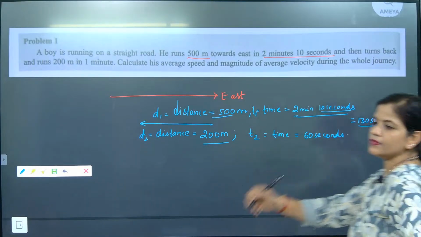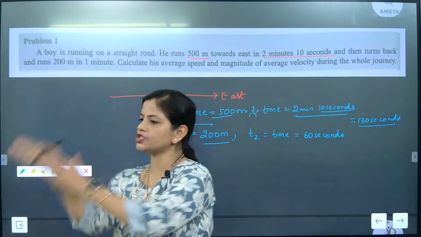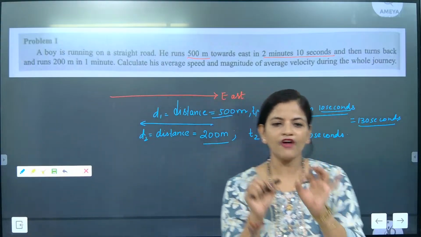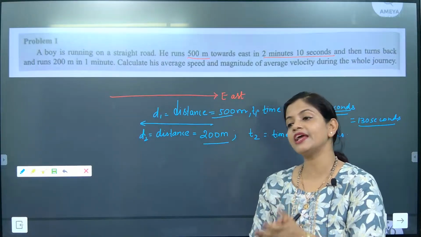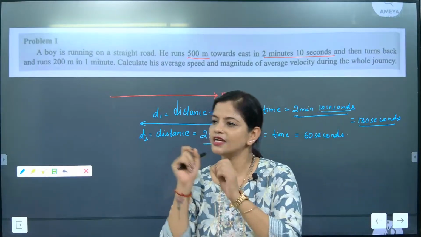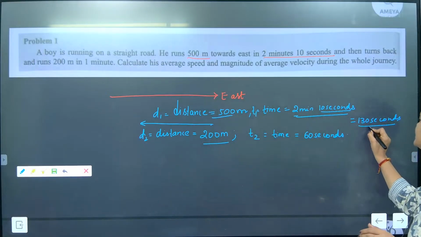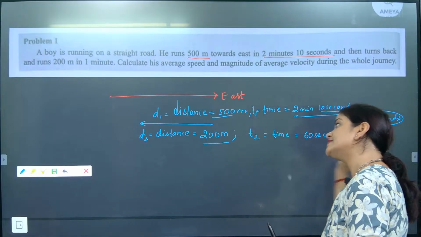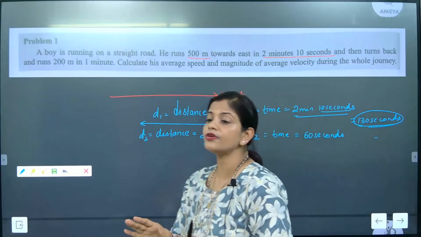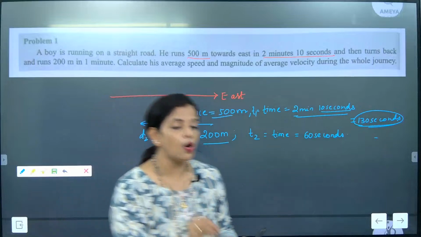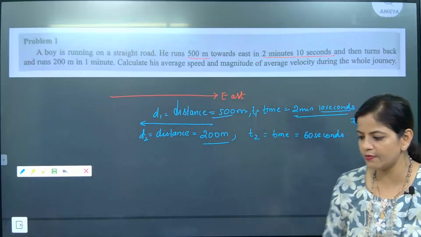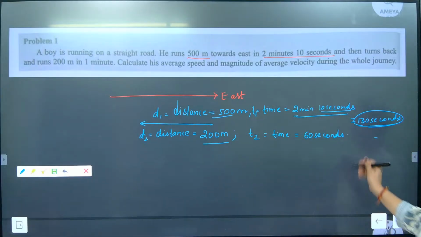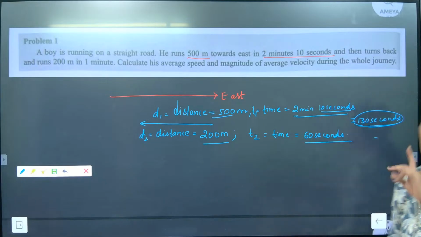Going from one location to another location, the boy is exactly covering a distance of 500 meters. Time taken is 2 minutes 10 seconds, so total converting in seconds is 130 seconds. Understood? Now the boy is returning and he did not return the total 500 meters. He returned 200 meters. When he is returning 200 meters, time taken is 60 seconds, because it is 1 minute only.